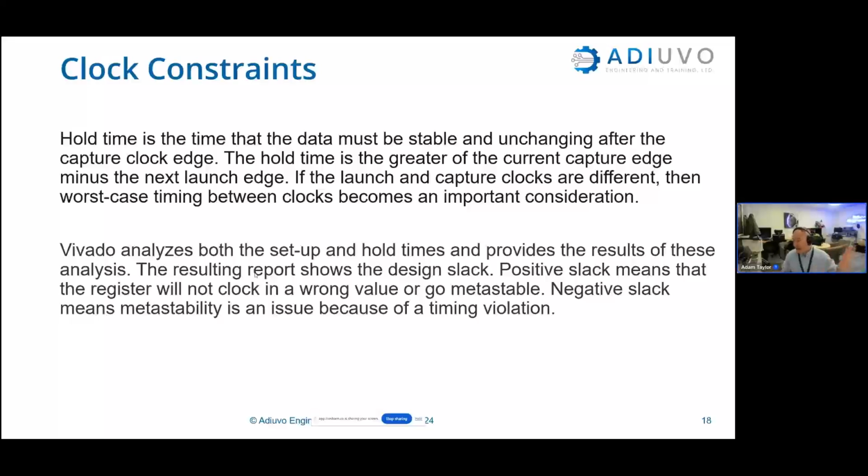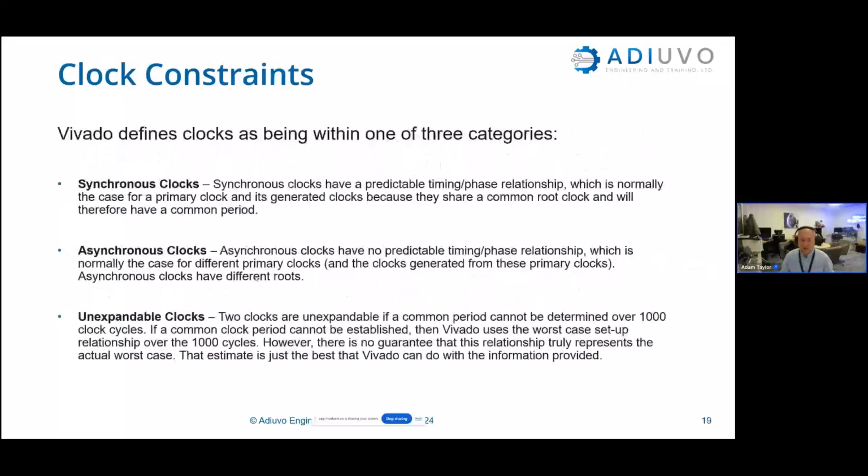Now, as we said earlier on in the timing closure, positive slack means that the register will not clock in a wrong value or go metastable. If we have negative slack, then that means metastability. Corruption is an issue because we've got a timing violation in the design, which is what we're trying to avoid.